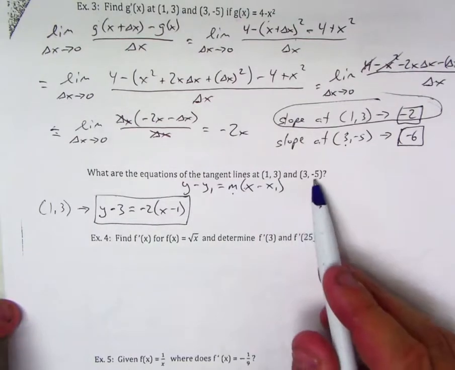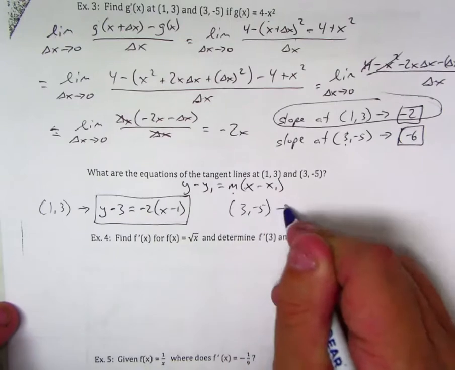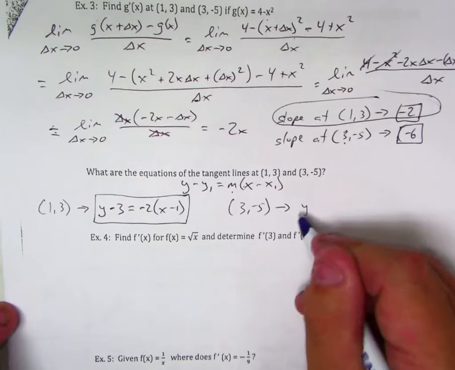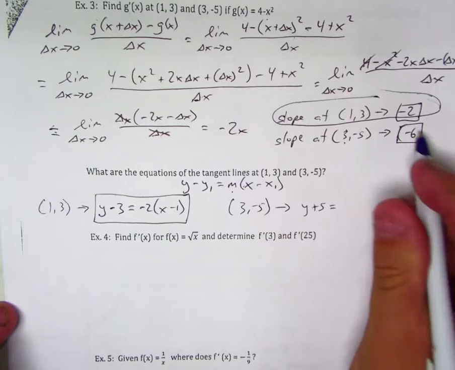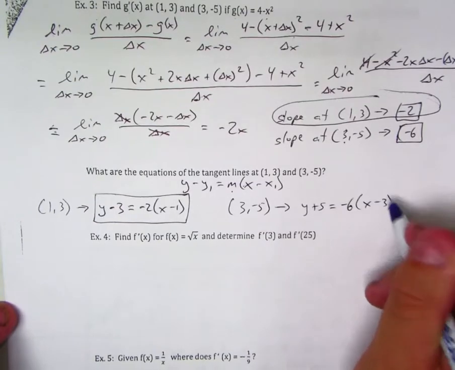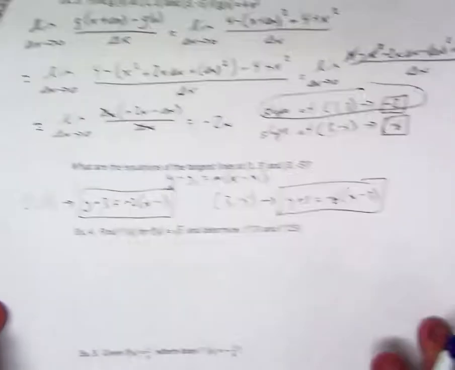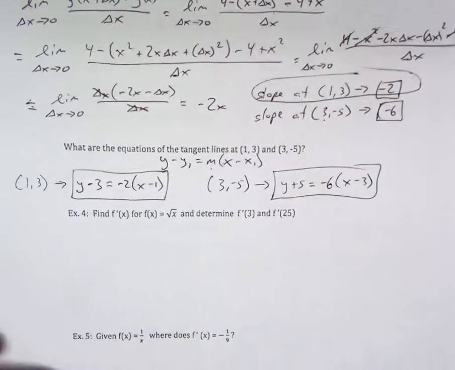And we can do the same thing with 3, negative 5. If we want the equation of the tangent line at 3, negative 5, it would be y minus negative 5, so y plus 5, equals the slope, which we found to be negative 6, times x minus 3. We don't have to distribute these out. We don't have to put them in slope-intercept form. It's not wrong if you do. It's just not necessary. And so that's how we just leave our answers. All right, last couple.